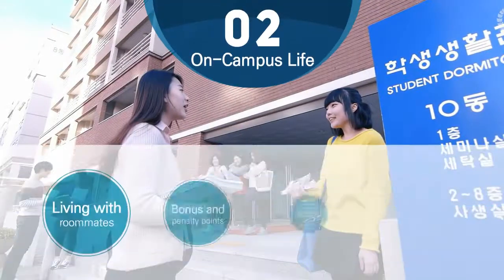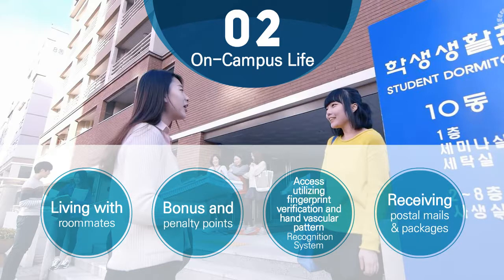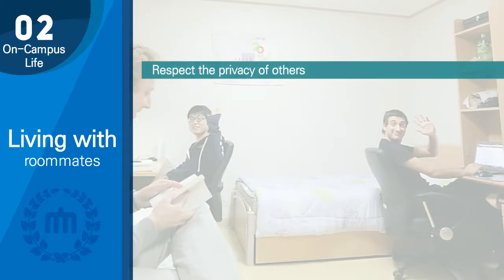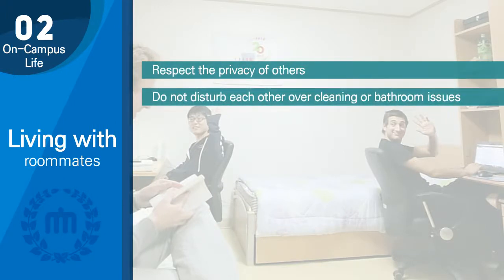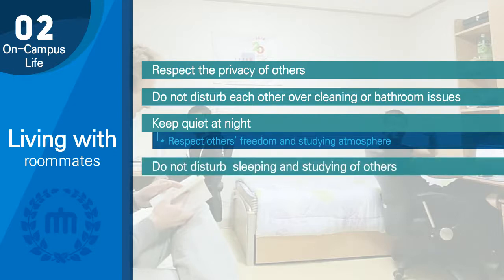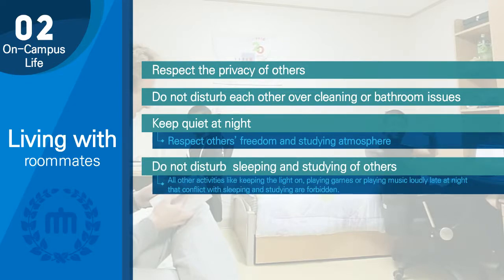Next, there are basic rules to keep while you stay in the dormitory. First, let's get started with a brief introduction on living with roommates. When you live with roommates, respecting the privacy of others is the top priority. You should not disturb others over cleaning or bathroom issues with courtesy. The dormitory is open 24 hours without any curfew, so you should keep quiet at night to respect others' freedom and studying atmosphere. Activities like keeping the light on, playing computer games, or playing music loudly late at night are strictly forbidden because they can cause conflicts with roommates.